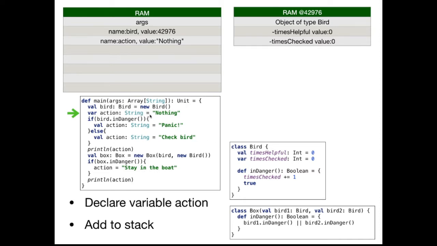All right. So we're gonna pretend that strings go on the stack. So we'll create this variable named action, put it on the stack. We do technically put the string in heap space and have a reference to it, but since strings are immutable in Scala, they behave as though they were on the stack. So we can pretend they're on the stack.